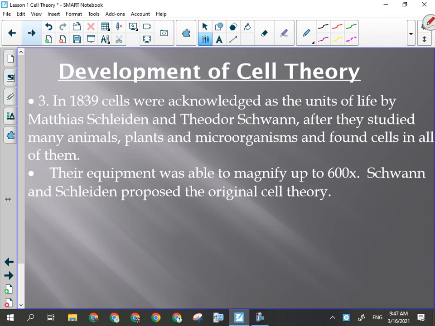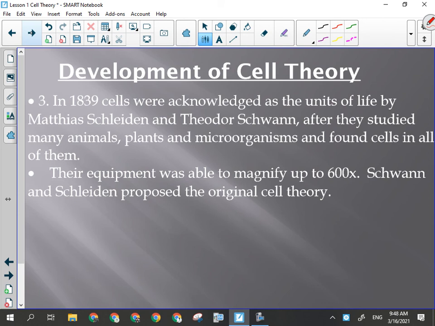By 1839, cells were effectively acknowledged as the basic units of life. They had been discovered in basically all living things. That's where these two Swedish gentlemen, Matthias Schleiden and Theodor Schwann, came along. They developed the original cell theory. Their hypothesis was, if cells are the basic unit of life and tissues from various types of organisms are viewed under the microscope, then cells will be found in all of them. That was their working hypothesis. They discovered it to be confirmed.